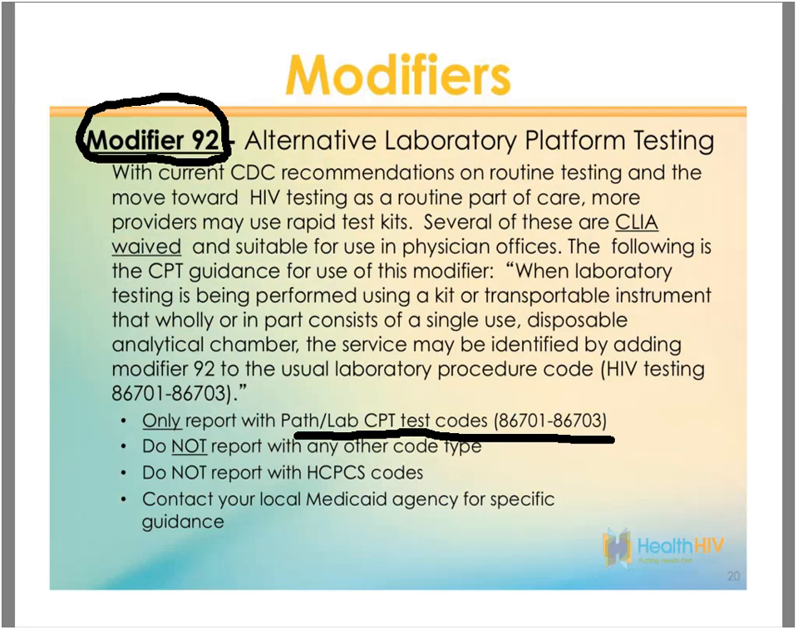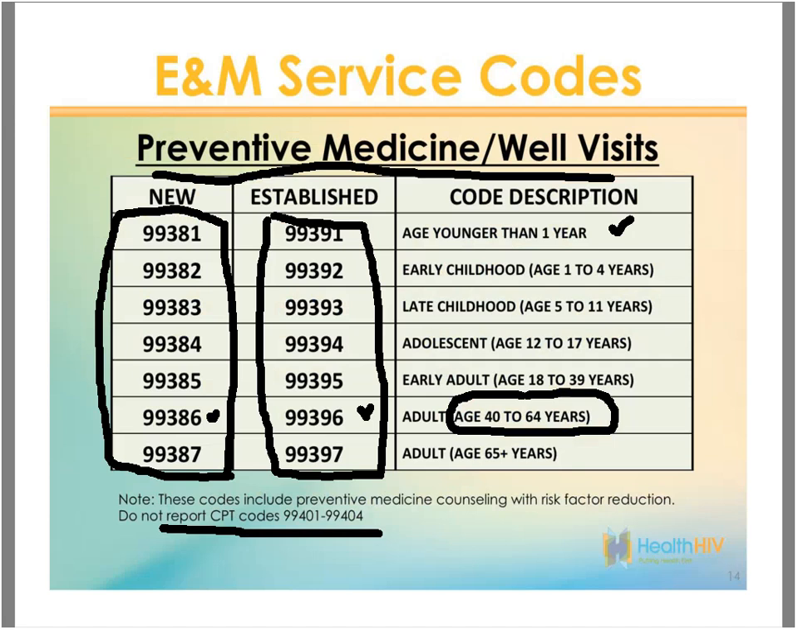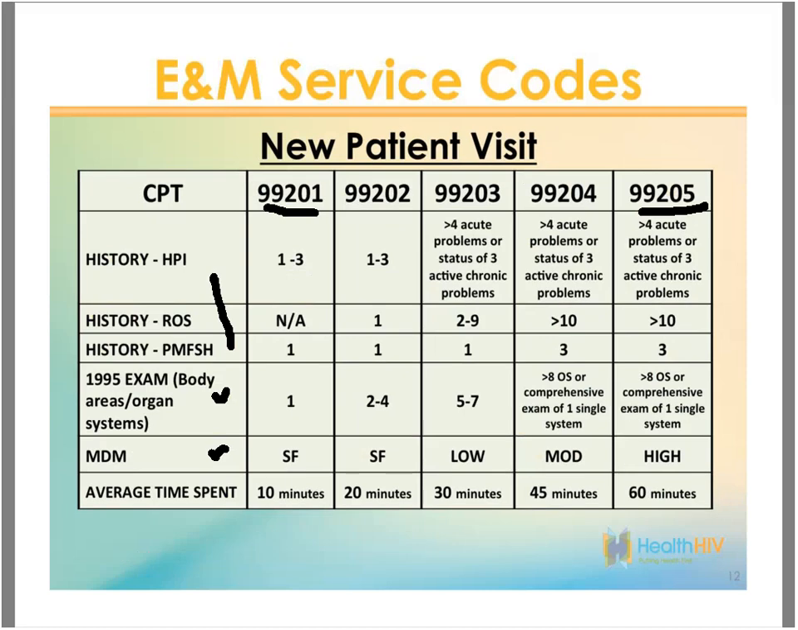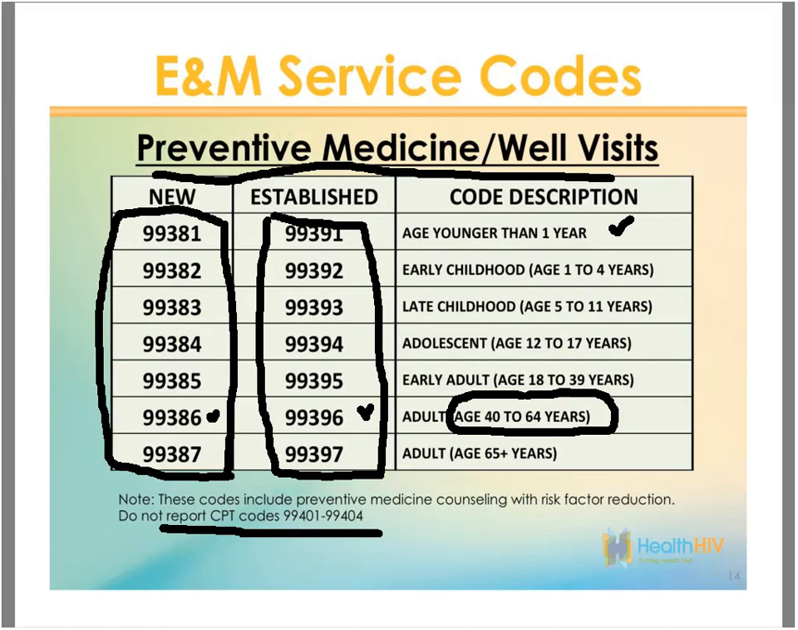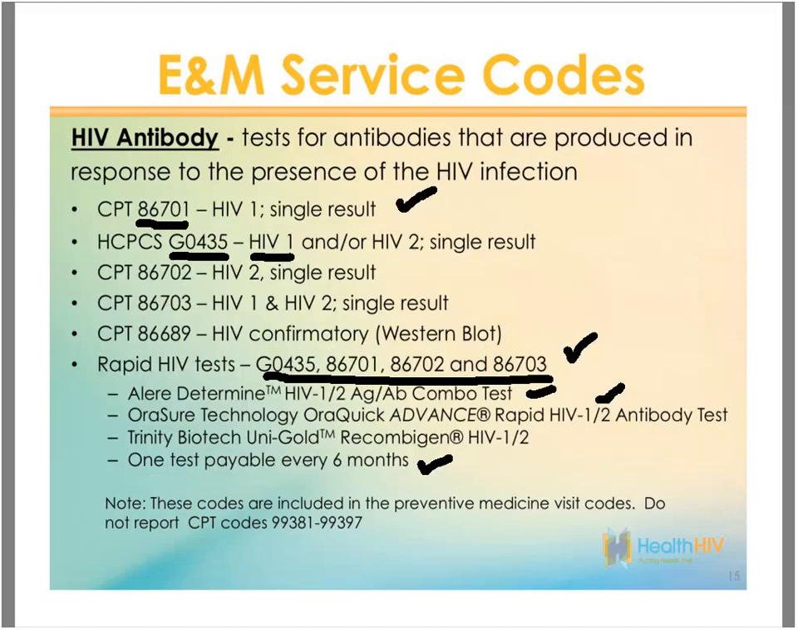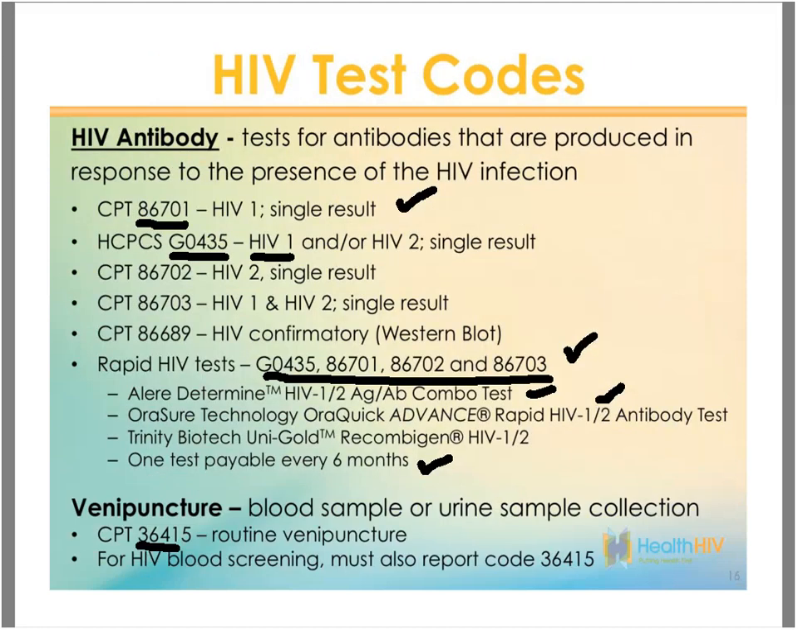And let me just go back really quickly to that slide so that you could see which codes I'm referring to. Page 14. Sorry about that. So modifier 92 is never appended to any of the E&M codes that are reflected on slides 12 through 15. They're only appended to the HIV test codes.